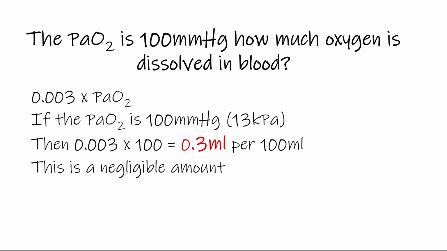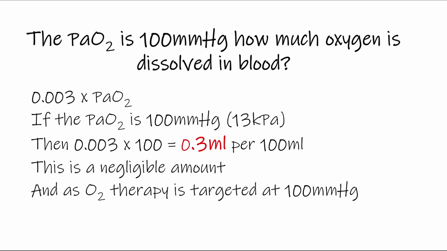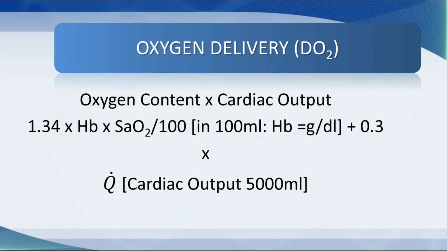And incidentally, as most oxygen therapy is targeted at about 100 to 120 millimeters of mercury, it's nearly always the same. So if you're figuring this out, just put in 0.3 mils. When we look at oxygen delivery, this is known as DO2. We're looking at the oxygen content per 100 mils multiplied by the cardiac output.